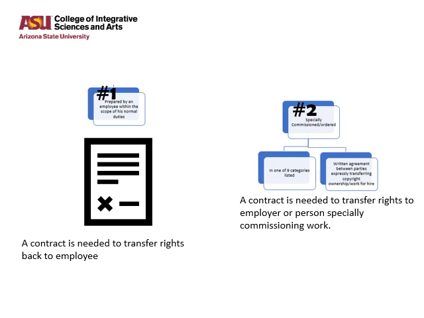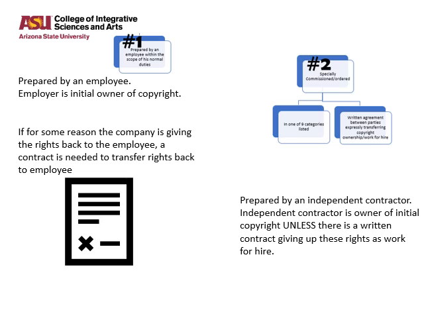Okay. In number 2, the contract is needed to transfer the rights to the employer or person specially commissioning the work. And just watch this for a second. Okay. So, if something is prepared by an employee, the employer owns the copyright. If for some reason the company is giving the rights back to the employee, a contract is needed to transfer them back. Okay? The employer is the original owner of the copyright. If it is something that has been specially commissioned or ordered, created by an independent contractor, the independent contractor is the owner of the initial copyright unless there was a written contract stating that it was work for hire and that rights were being transferred.